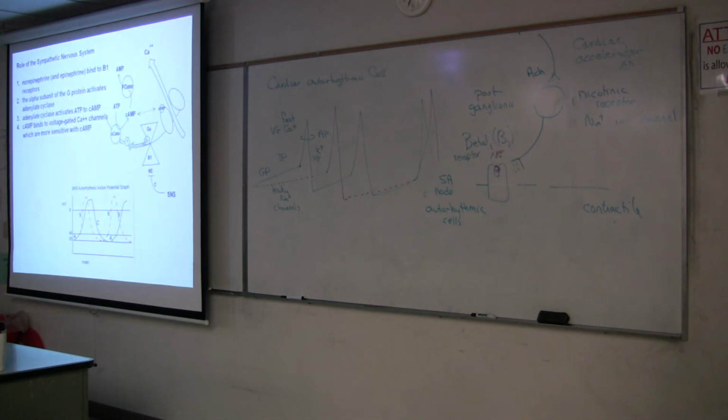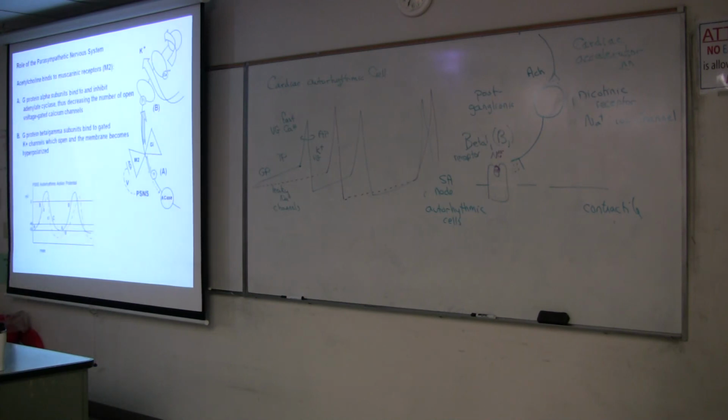So norepinephrine is binding to beta-1 receptors. The alpha subunit activates adenylate cyclase. Adenylate cyclase converts ATP to cyclic AMP. Cyclic AMP binds to voltage-gated calcium channels. Nothing new. We're just applying it here.